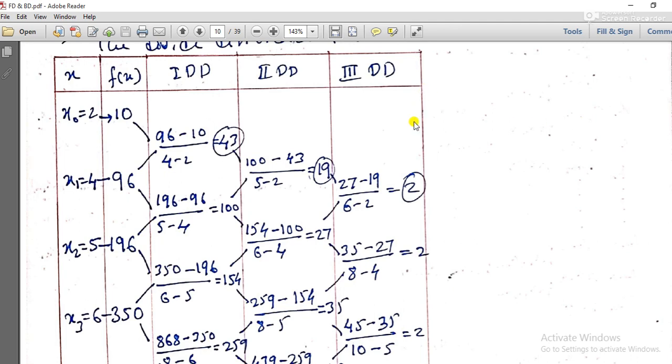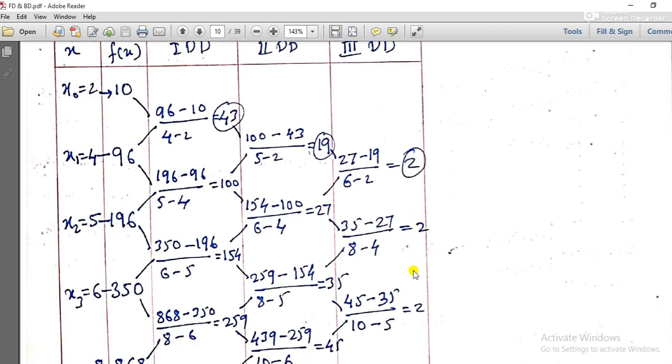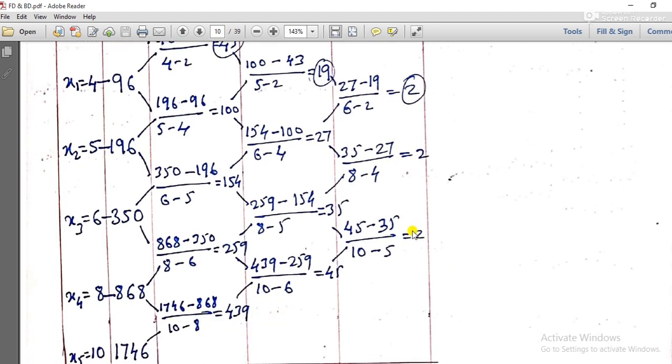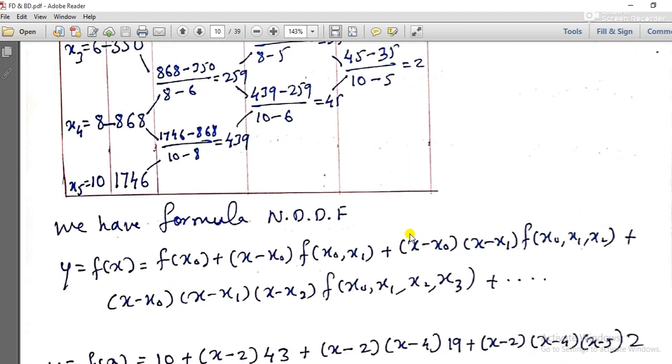So now we can stop at the third divided difference, because all the values are the same: subtracting 2 minus 2 gives 0, 0, so we can stop here. Next we apply the Newton divided difference formula. We have the formula NDDF. NDDF means Newton divided difference formula.